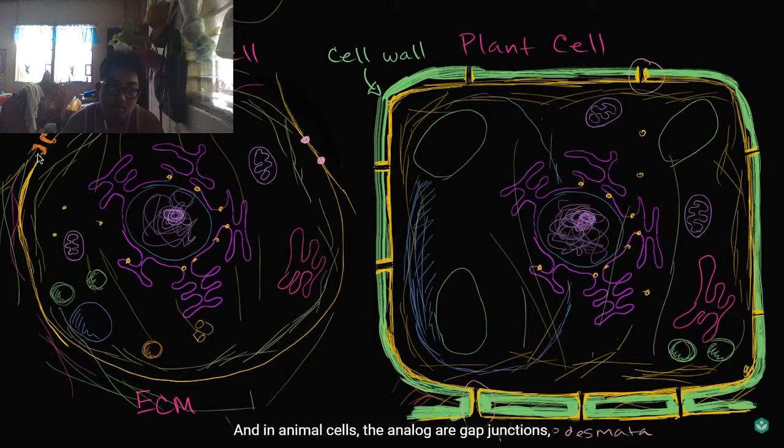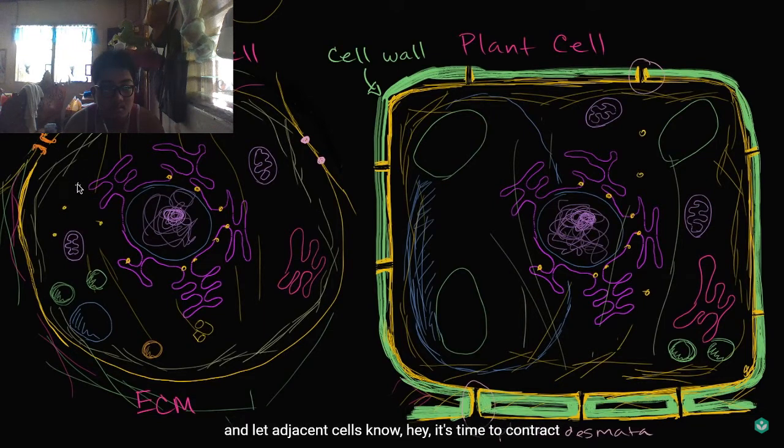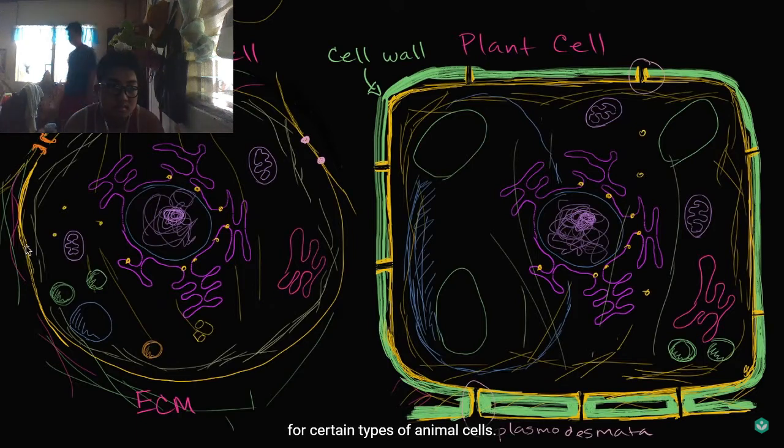And in animal cells, the analog are gap junctions, which are still tunnels between adjacent cells. Now, plasmodesmata are much more common to a much wider category of plant cells than gap junctions, but gap junctions can be very relevant in certain types of animal cells, in particular things like heart cells, where because of gap junctions between adjacent cells, electrical signals can move through the tissue and let adjacent cells know, hey, it's time to contract in the right way. So this is still very crucial for certain types of animal cells.